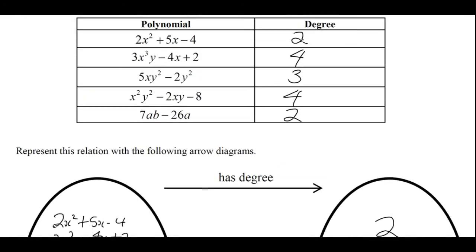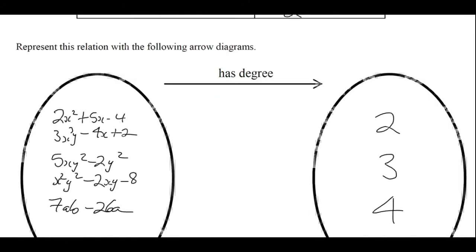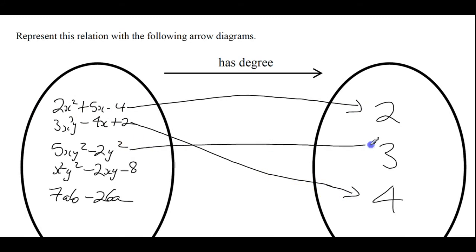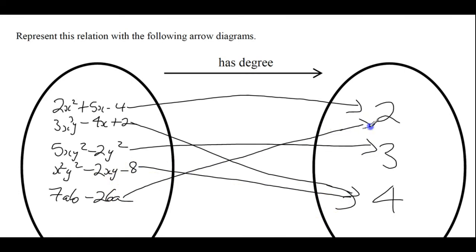Now we can go up here. So the degrees are 2, 4, 3, 4, 2. So this polynomial has a degree of 2. And notice now we have arrows. Each one of these only has one arrow coming from it, but each of these may have more than one arrow coming to it.